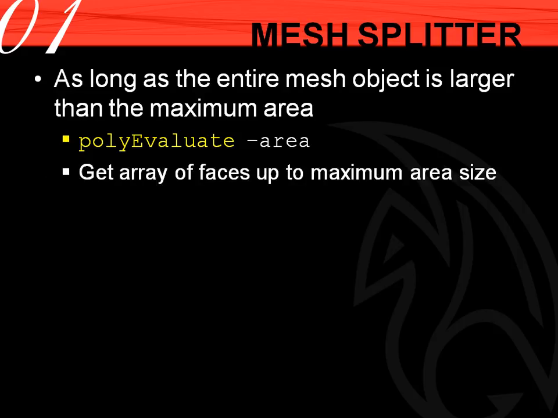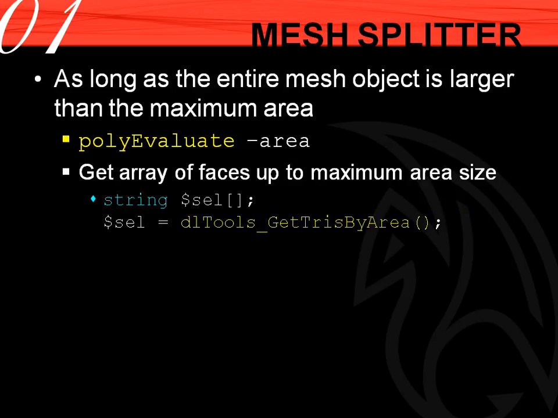Then if that's not the case, we're going to get an array of faces up to that maximum area size. So we would have an array, in this case we would call it selection, and I'm going to run the dltools get tris by area command and pass it over to that selection. So selection essentially is going to hold the names of all of the faces that we're going to break off.